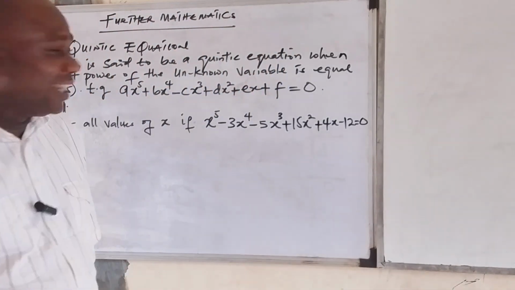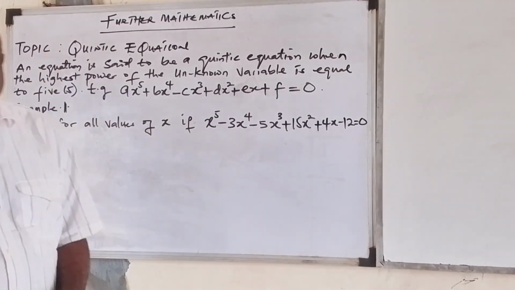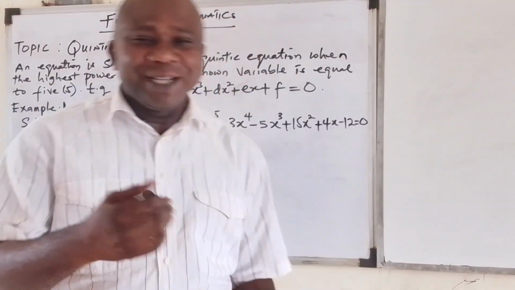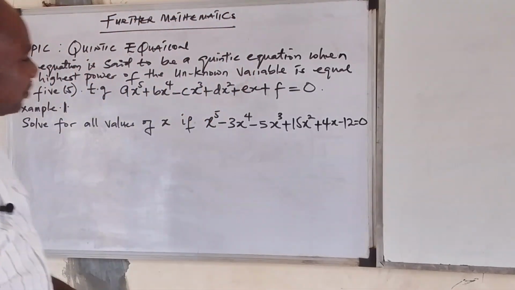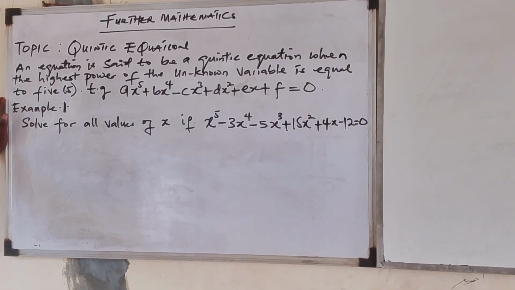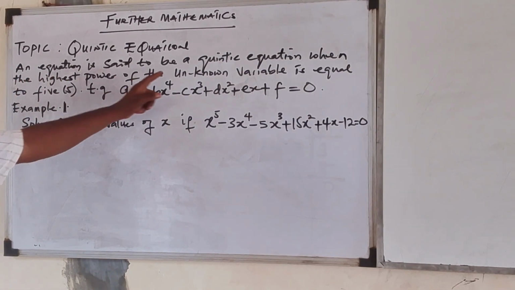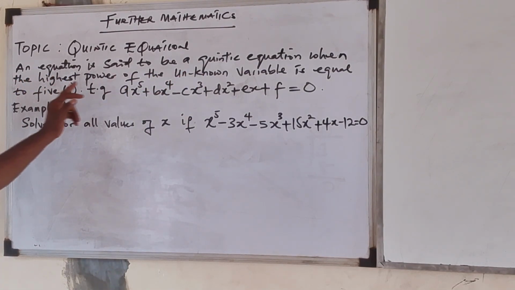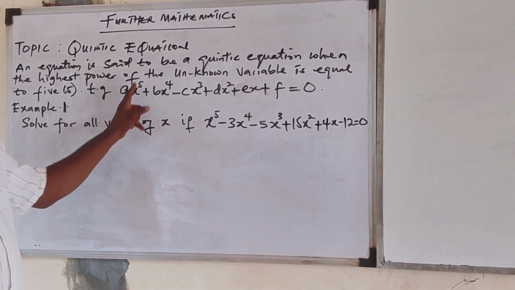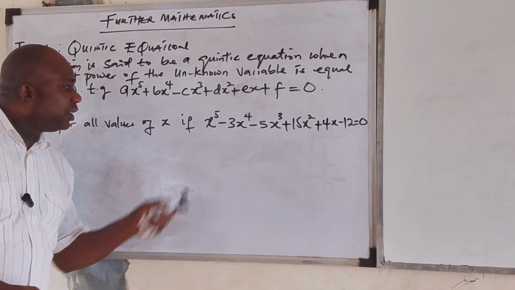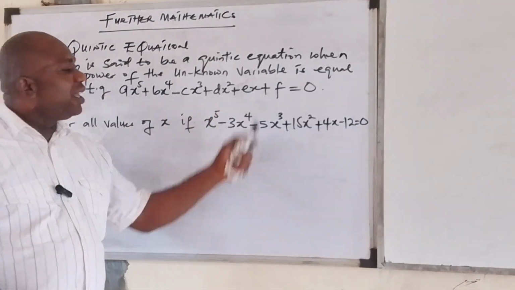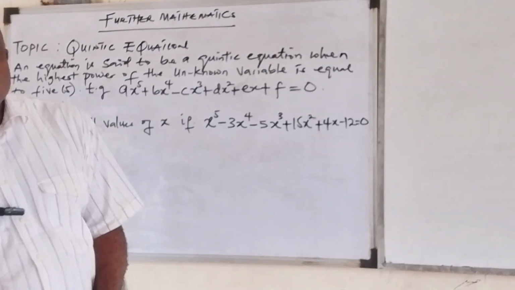Today, we are going to be looking at Quintic equations and, of course, the step-by-step methods of analyzing or solving a Quintic equation. From the definition, an equation is said to be a Quintic equation when the highest power of the unknown variable is equal to 5. For example, we have ax^5 + bx^4 - cx^3 + dx^2 + ex + f = 0.